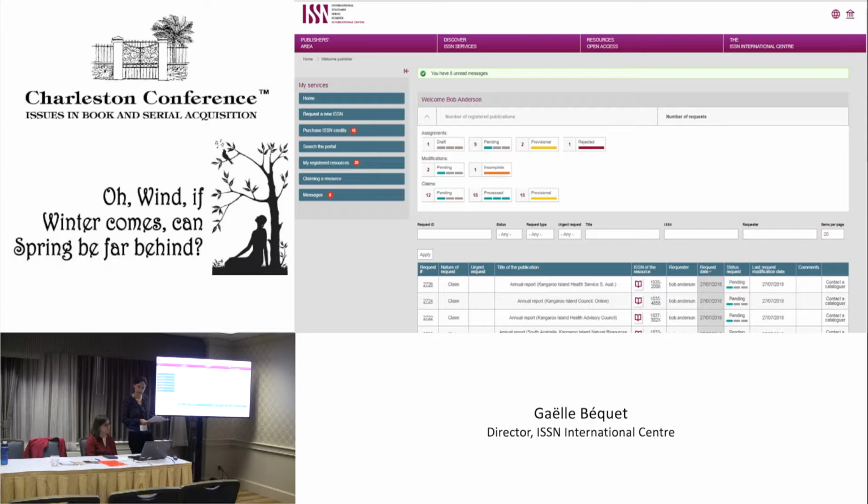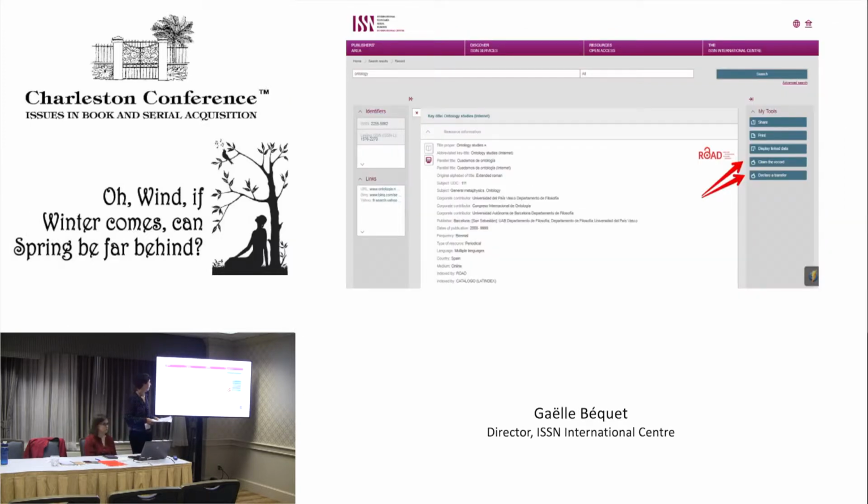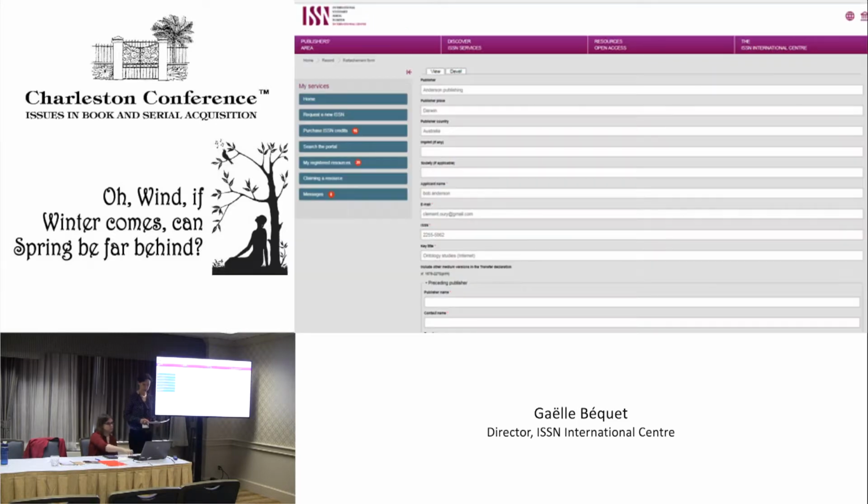So when they do that, they perform a search on the ISSN portal. They identify the title that they want to notify is now under their responsibility. So this one is ontology studies, and then they click on declare a transfer. Okay, so when they do that, oh, that's very fuzzy.